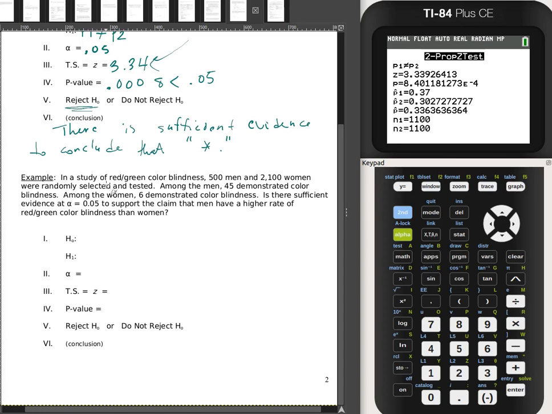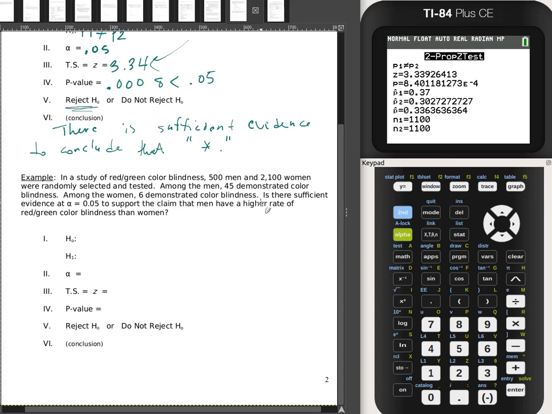It says, in a study of red-green color blindness, 500 men and 2,100 women were selected randomly. Among the men, 45 had color blindness, and among the women, 6 had color blindness. So you can tell, obviously, color blindness in men appears to be so much more likely that they did not have to select as large of a sample for men as they did for women. They probably chose such a large sample for women just to hope that they will get at least one colorblind woman, because it appears to be quite rare.